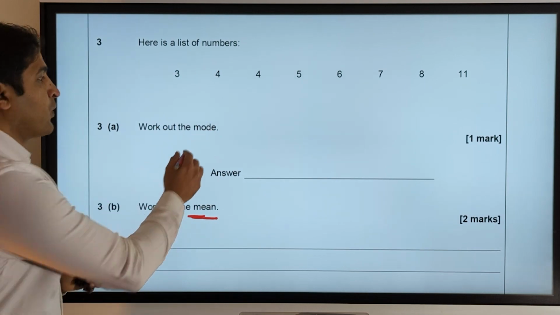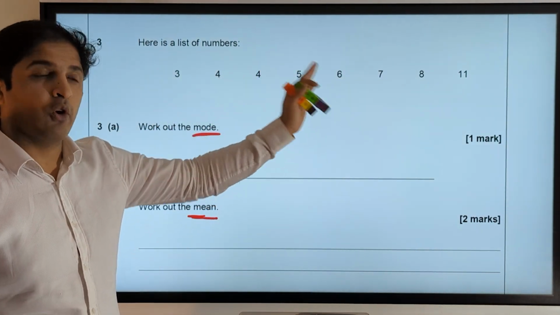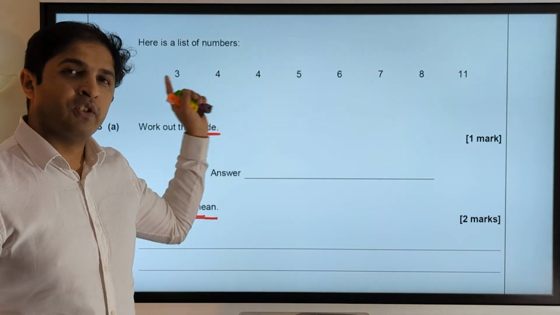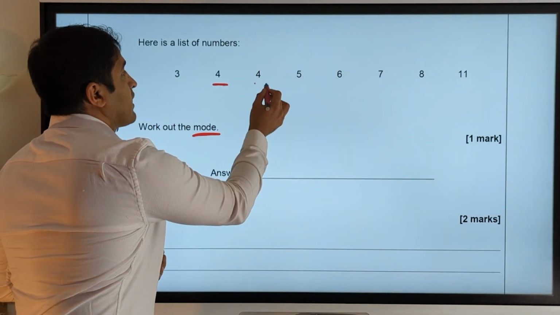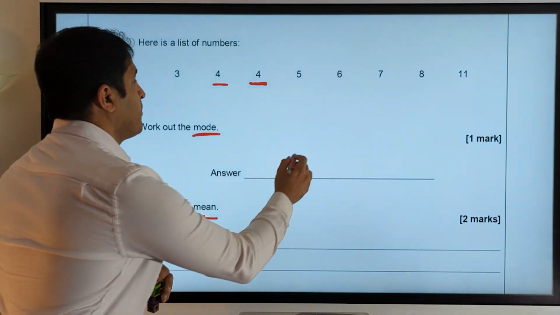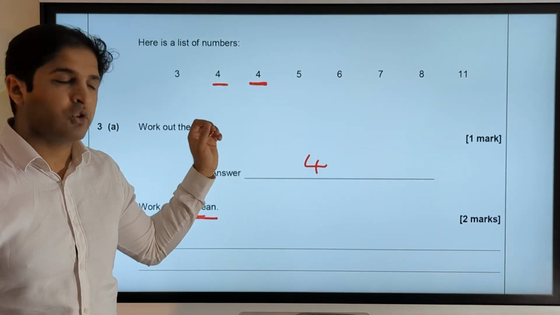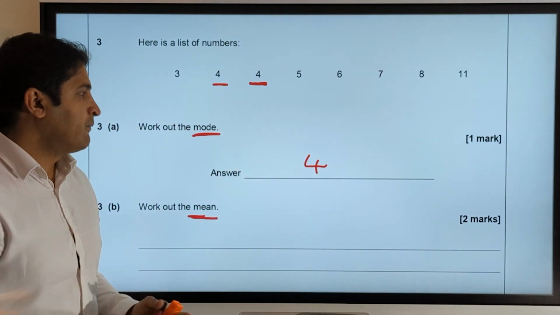So if you're looking for a mode and it's only 1 mark, you can literally see from what you've got here. Which number occurs the most? We see that number 4 twice compared to anything else. So the mode value here is 4, the most common, something that happens most often. So 4 happens to be more common here. That's 1 mark done.